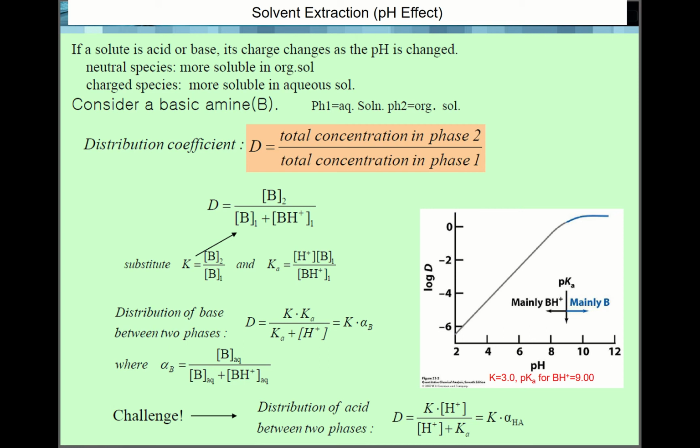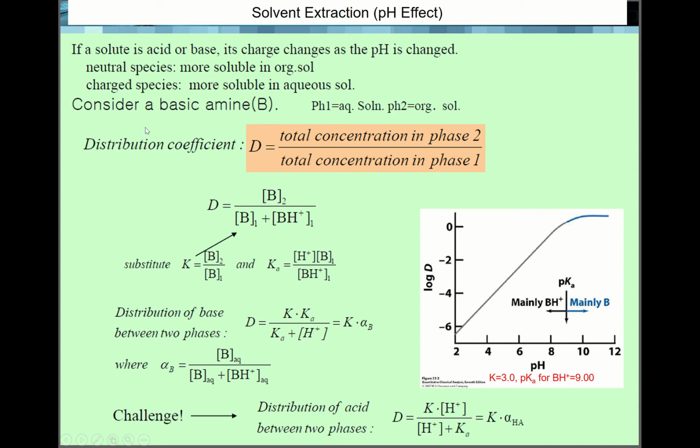Now let's consider the pH effect. Many times the solute is an acid or base, so its charge changes as the pH is changed. Usually, neutral species are more soluble in organic solvent than in aqueous solvent. In the meantime, charged species are more soluble in aqueous solvent. This is a general fact.